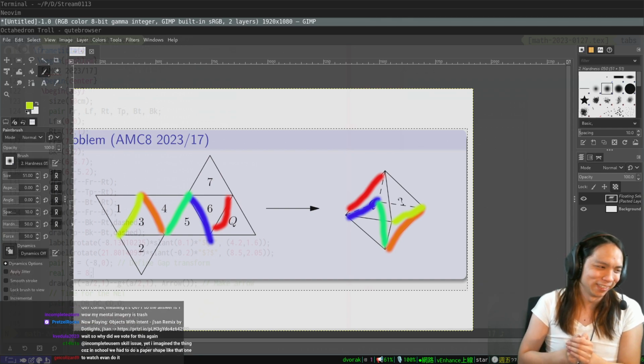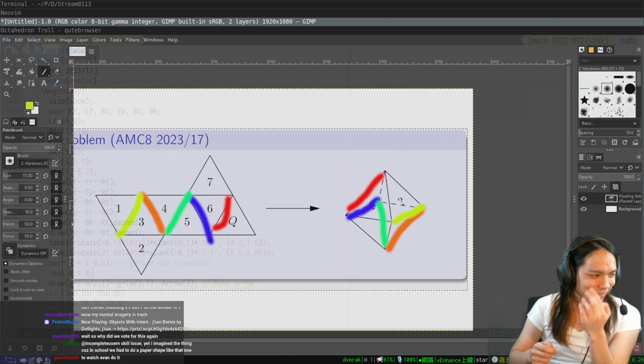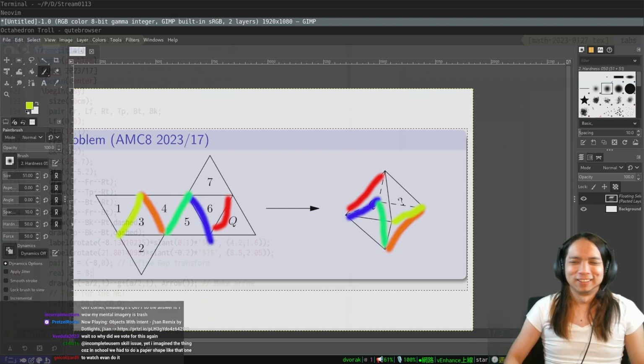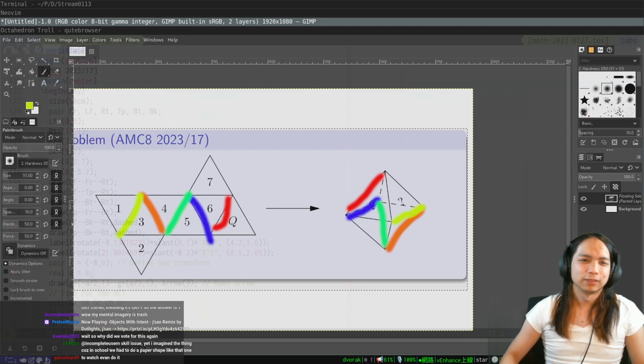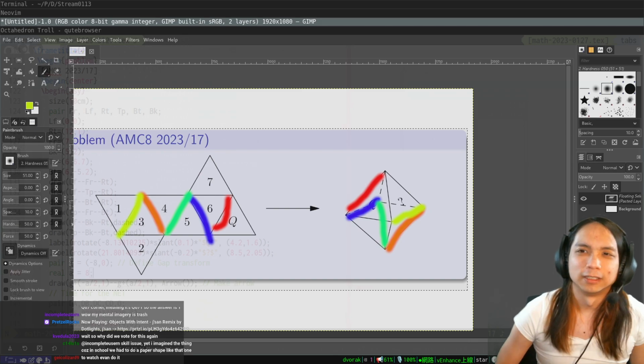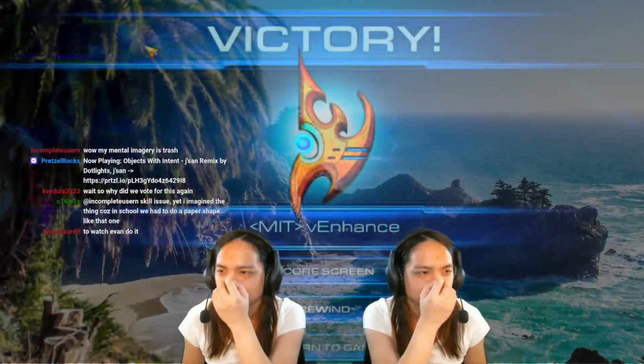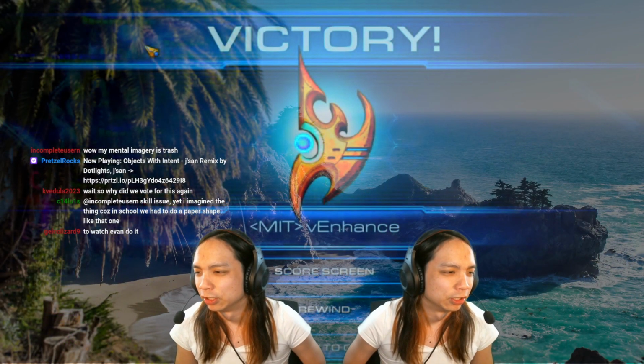Yeah, GIMP was the right answer. I was about to try to edit the asymptote code, and then I was just like, no, this code is garbage. I can't read it. Okay, cool. We did it. Very, very cool. Moving on.